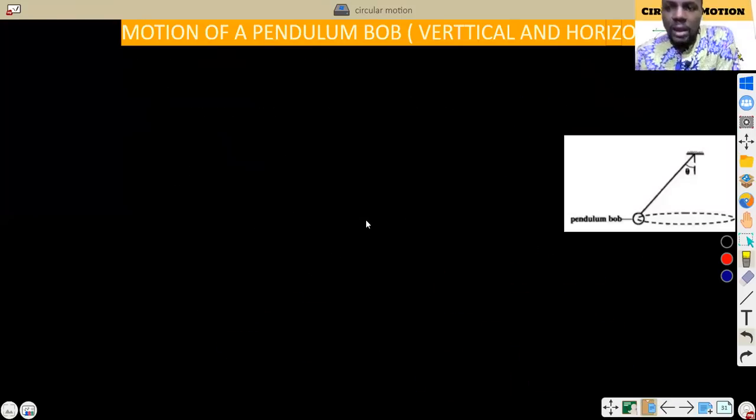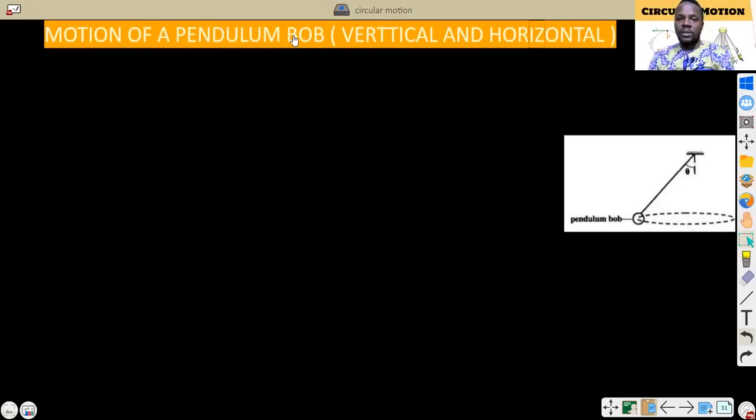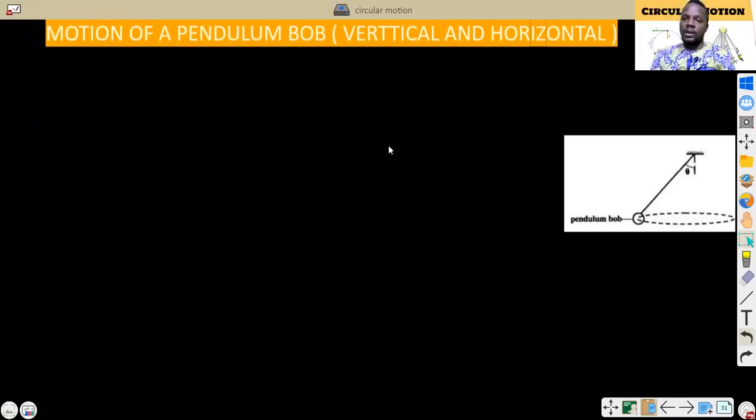Now, about the next slide, we have the motion of a pendulum bob, that is the vertical and horizontal oscillation. From early classes, we might have studied what we call a pendulum bob. And if you didn't attend early classes, it's still not a problem.